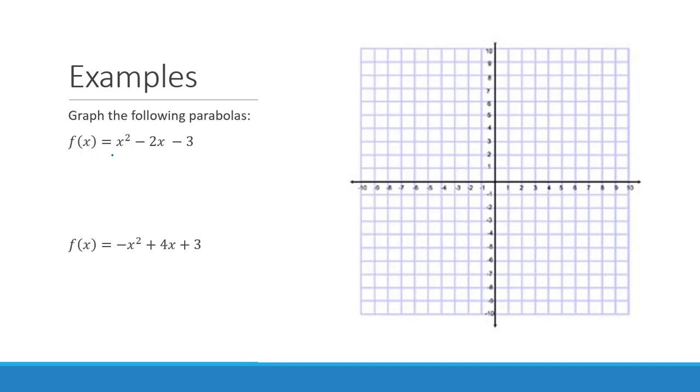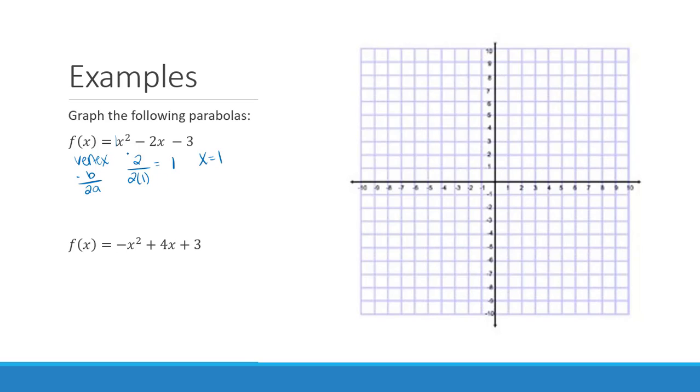What I would do first would be to establish what the vertex is going to be. So again, the vertex, we're going to do that negative b over 2a. So negative b would be the opposite of negative 2, which is positive 2. 2 times 1 is just going to be 2. And so 2 over 2 is going to give me x is equal to 1.